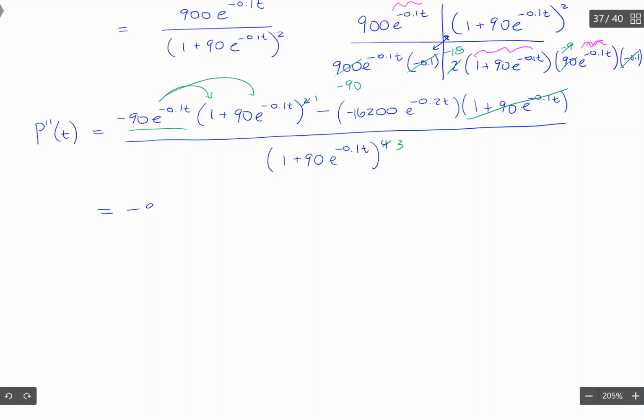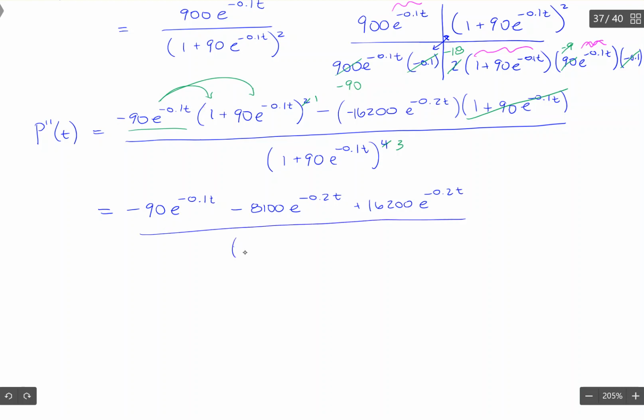So that's going to be negative 90 e to the negative 0.1 t minus 90 times 90 is going to be 8100 e to the negative 0.2 t minus times a negative, of course, makes a positive, so then I have plus 16,200 e to the negative 0.2 t.